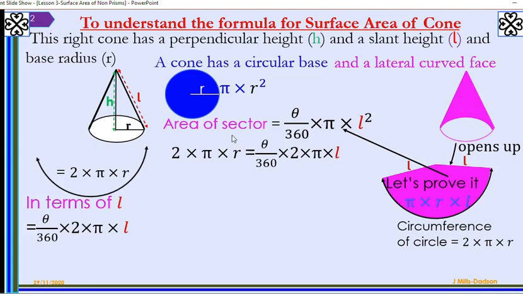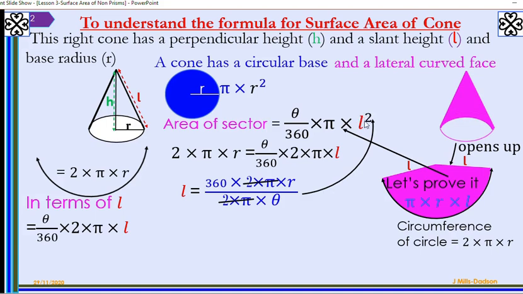Now, I want to find an expression for L so that I can substitute into one of the L's here. So I'm making L the subject. That will give me 360 times 2 pi r over 2 pi theta. Crossing out the common ones, L is 360r over theta.